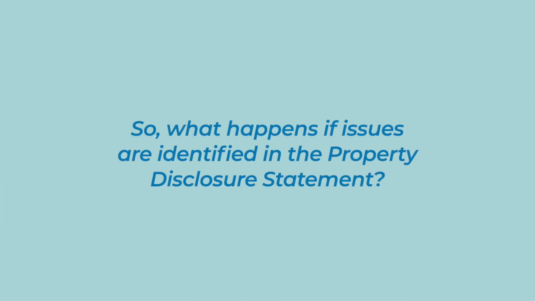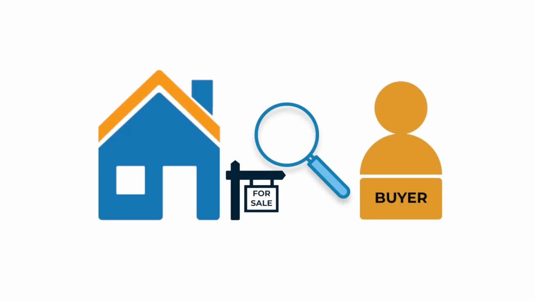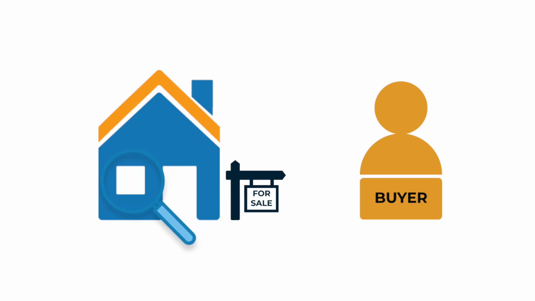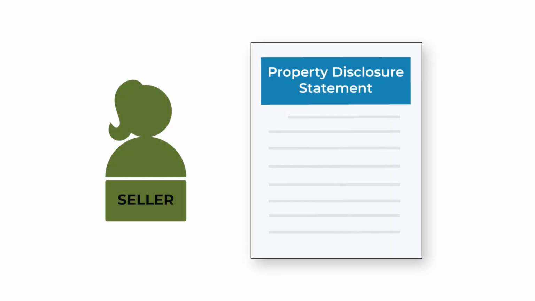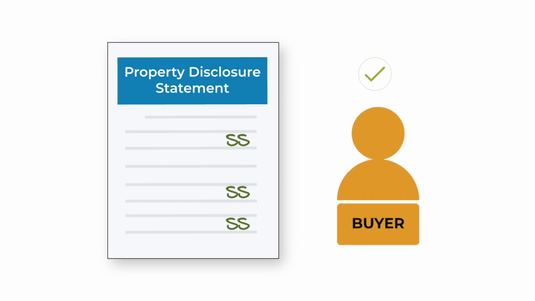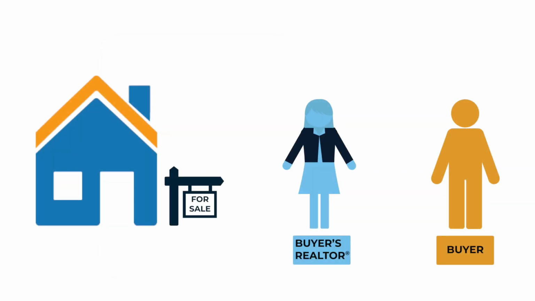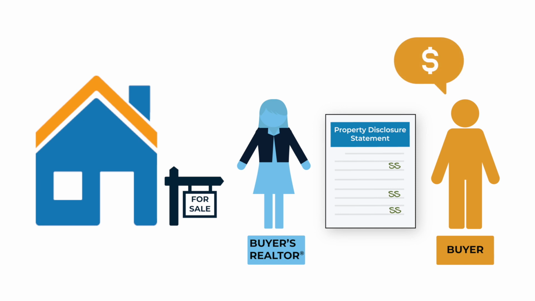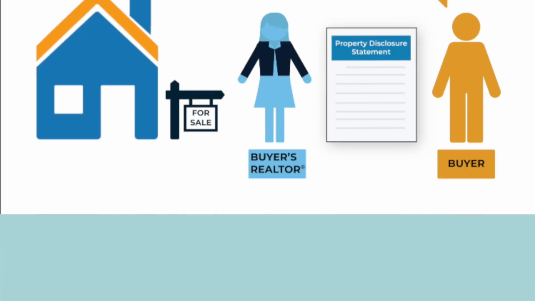So, what happens if issues are identified in the property disclosure statement? In this case, a buyer should consider doing additional due diligence to ensure they're making an informed purchasing decision. While the property disclosure statement is not a mandatory form, by completing it, the seller may minimize the risk for potential claims after the sale of their property. Buyers may expect sellers to complete the property disclosure statement to help them understand the current condition of the home as known by the sellers. Based on this information, a buyer might decide whether they wish to make an offer on the home based on the known current condition and what additional due diligence they may want to consider.